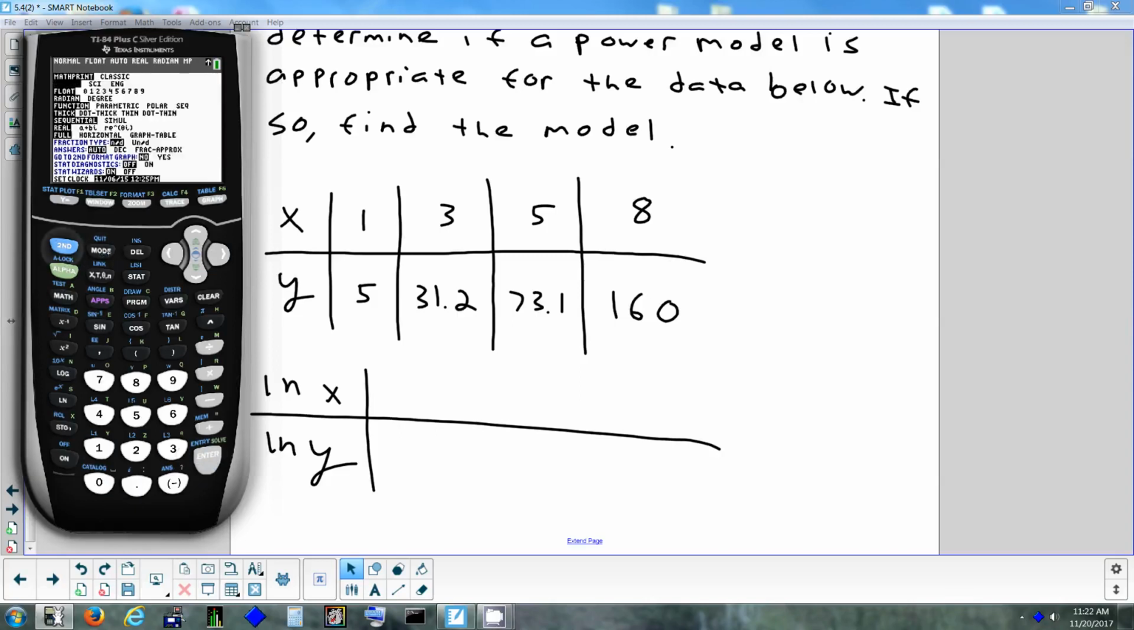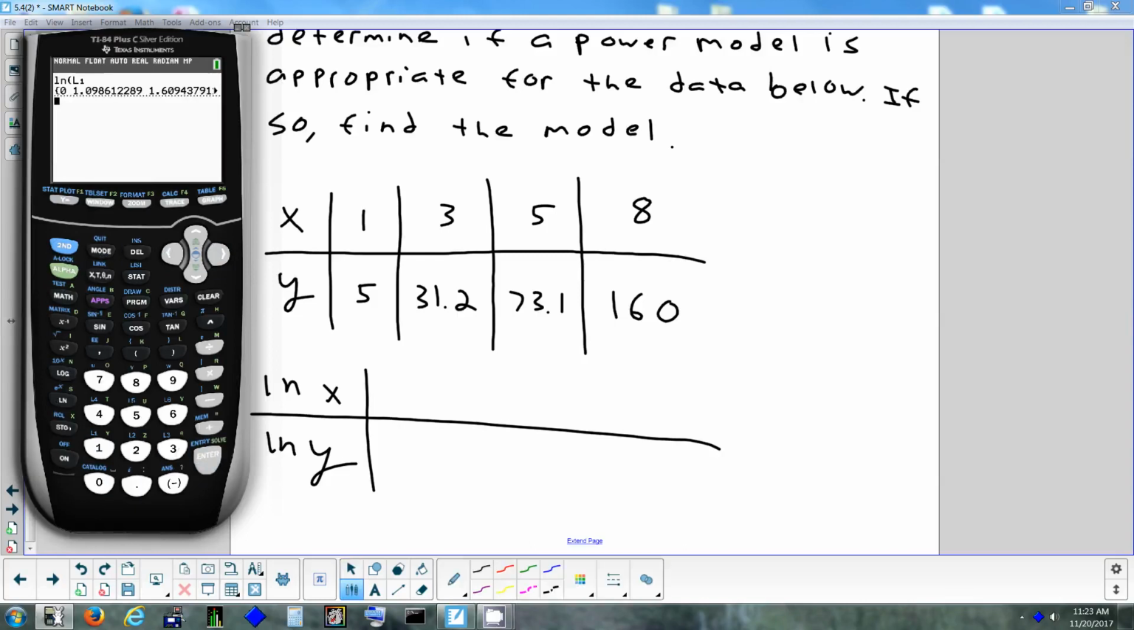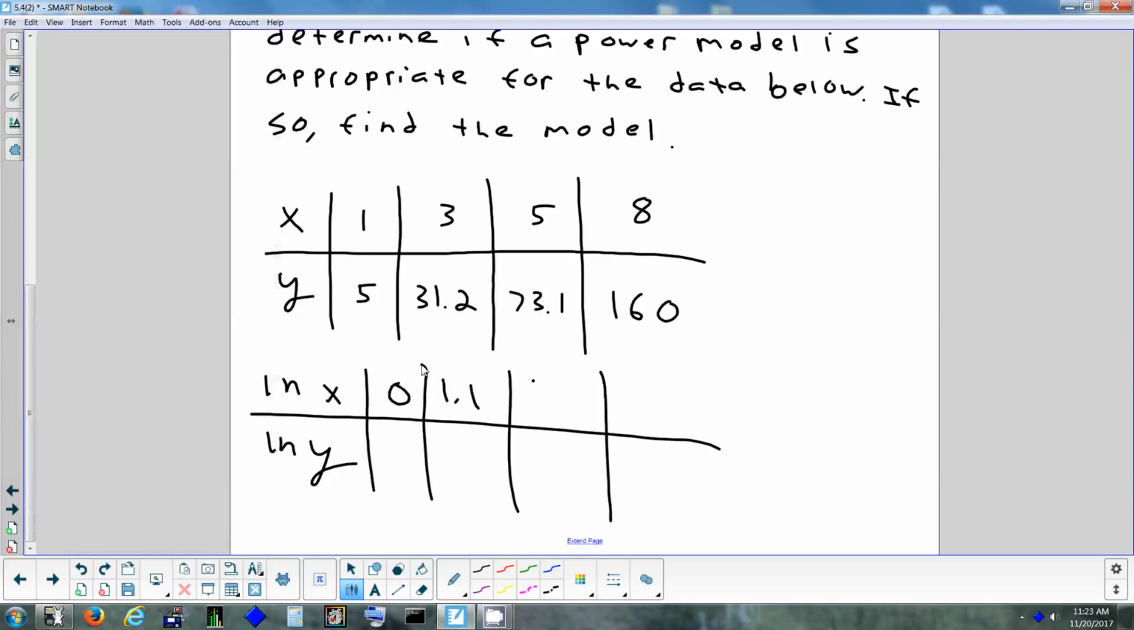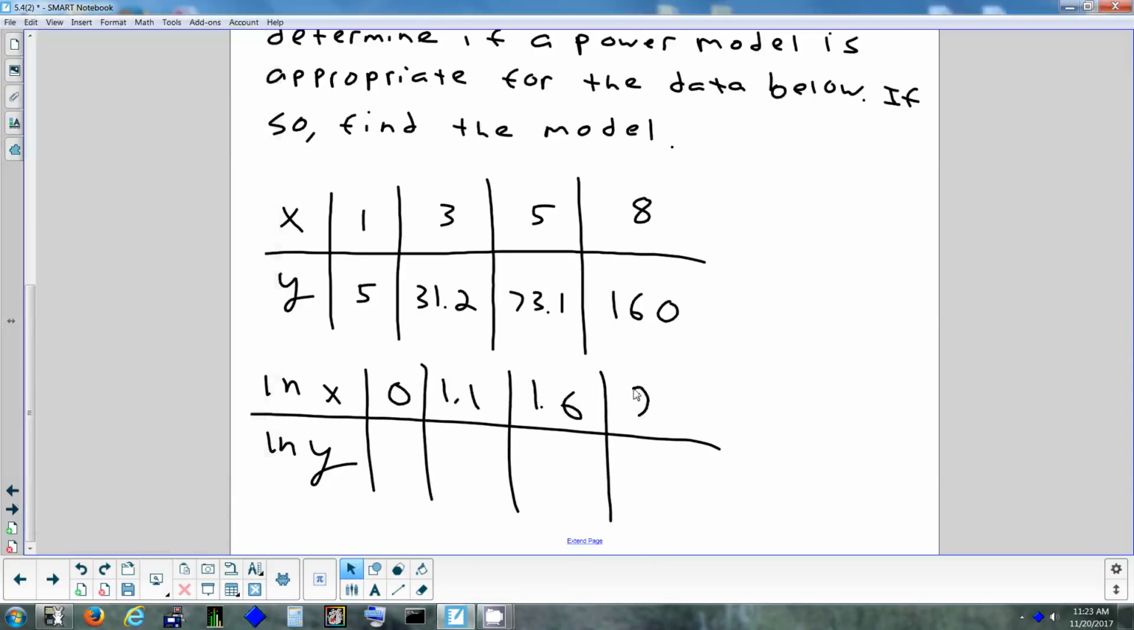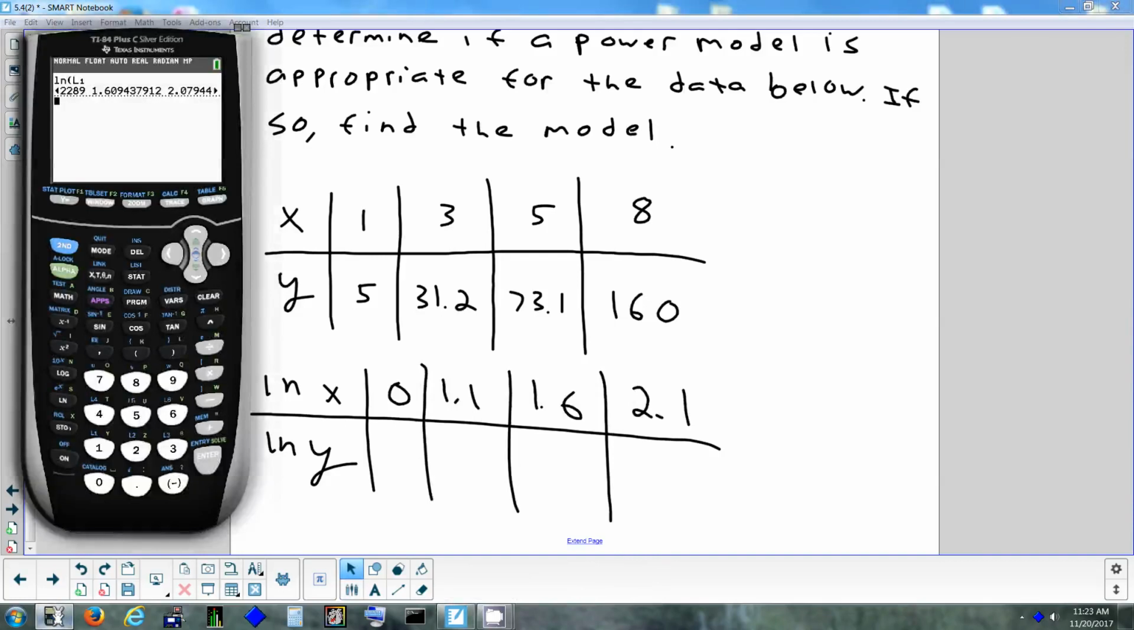Now, what I can do is go back to the main screen, press ln, and take the ln of L1. So it's going to take the ln of every number in L1 at the same time. L1 is second 1. And there's all the values. So I get 0, 1.1, 1.6, and the other one, you just got to scroll over to it, 2.1. It just saves you from pressing ln each time. If you want to do them one at a time, you can. Now ln of L2: 1.6, 3.4, 4.3, and 5.1.